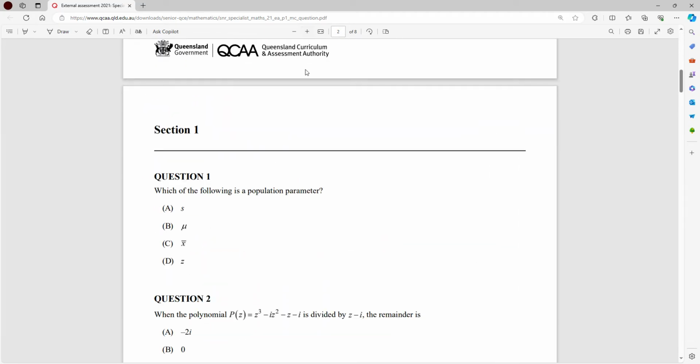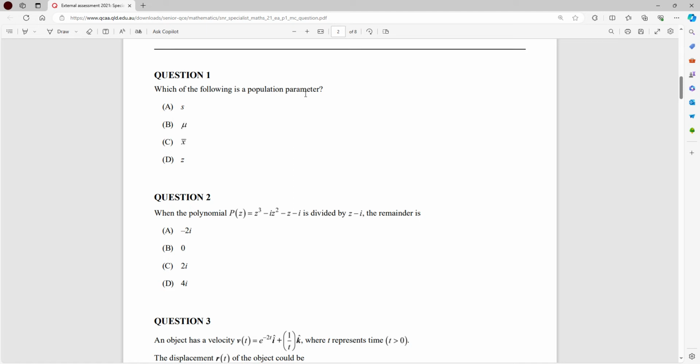Question 1. Which of the following is a population parameter? We need to understand what each of these actually says. Z represents a Z score. That is used in statistics, and it's not really a population parameter, so that's not it. S represents, in the QCAA syllabus, the standard deviation of a sample. That is not for population, so that's not relevant.